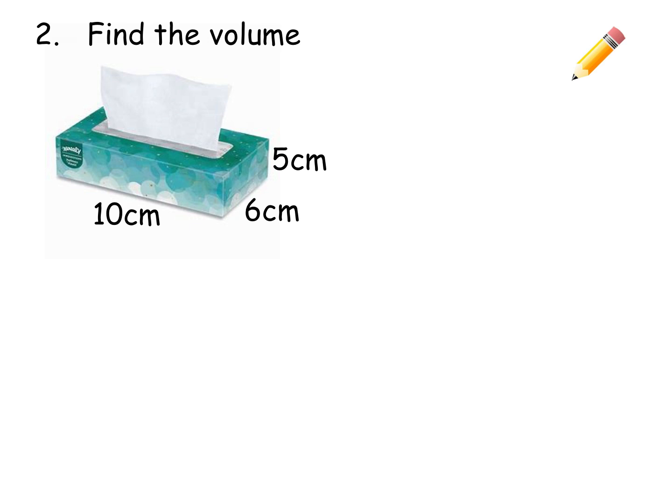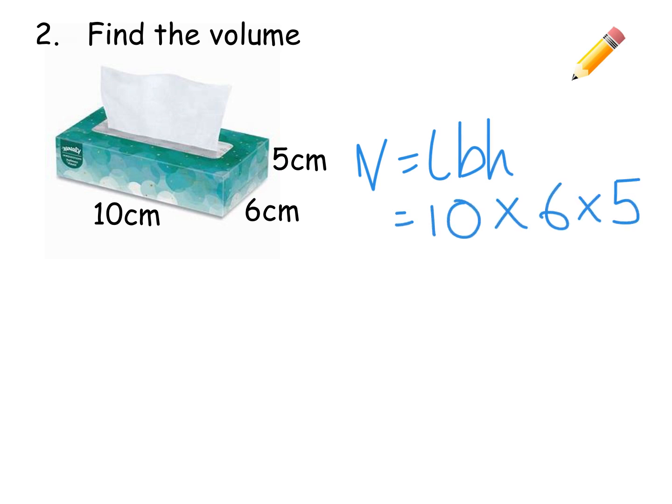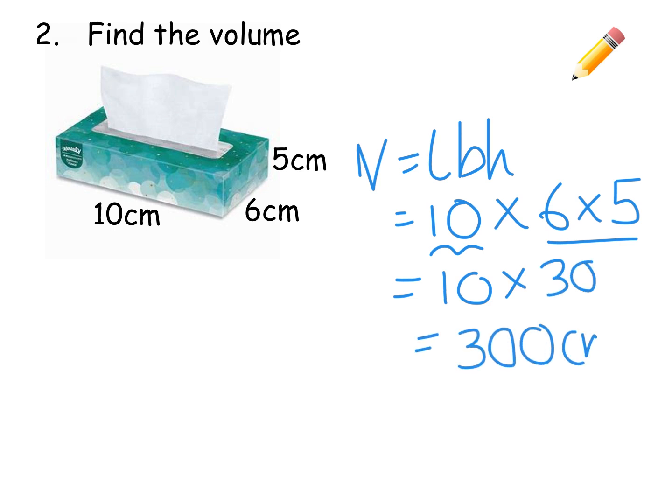Let's look at question 2. We've got a tissue box. So again, we're going to start with the formula V equals LBH. And we're just going to write down the numbers, 10 times 6 times 5. Now my top tip is, if you've got a times by 10 anywhere, leave that till the end. So do 6 times 5 is 30, and then you've just got 10 times 30, which is adding on a 0, making it 300 cubic centimetres.